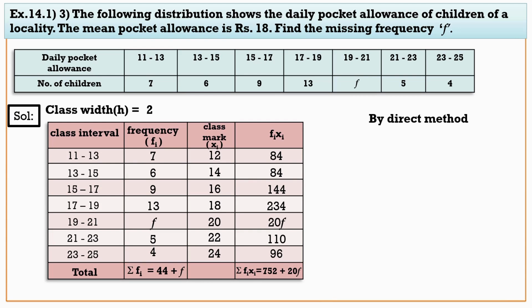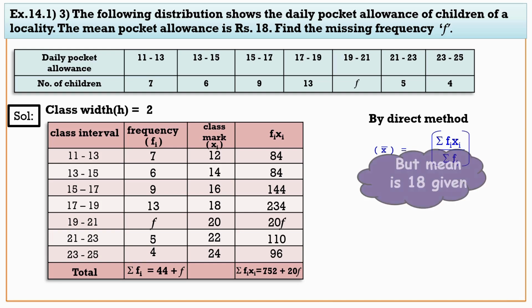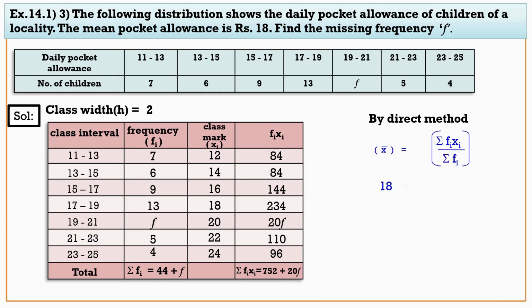Now what we need to do to find the value of f is use the direct mean method. x bar will be equal to summation of fixi by summation of fi. But here the mean is given, so we don't need to find it, because from there we have to find the value of f. So 18 equals, now put the values, 572 plus 20f by 44 plus f. Now just do the cross multiplication. So 18 into 44 plus f is 792 plus 18f. That is equal to 572 plus 20f.